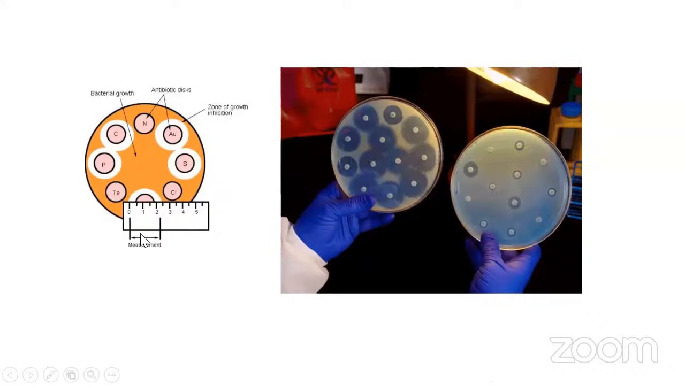So you can use vernier calipers, like in this image here, to measure the zone of inhibition. And this can be compared against standard charts to actually predict what the minimum inhibitory concentration of that drug would be. And then the microbiologist feeds that into a report and sends it back to you.